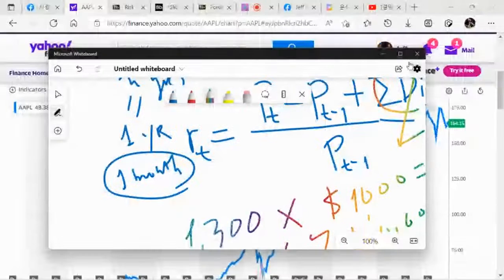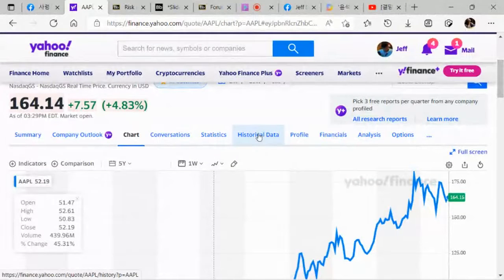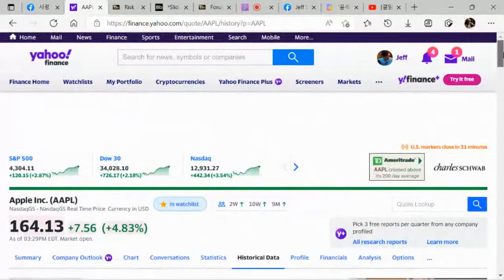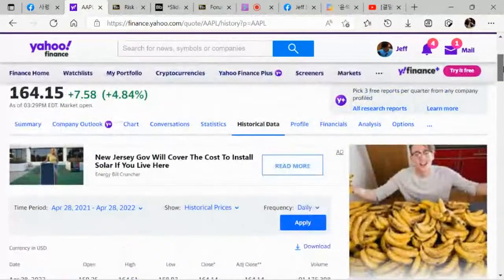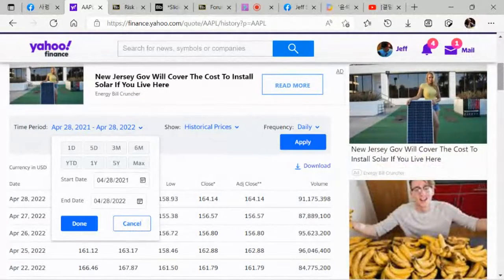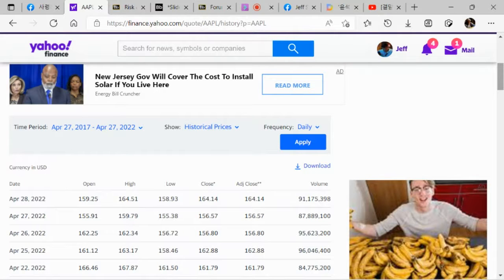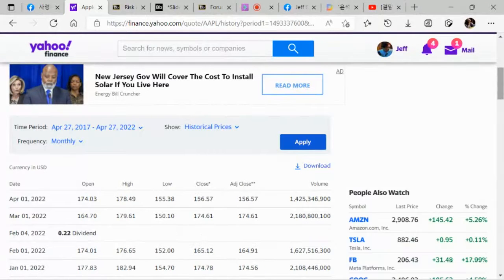But that's just the overview. We want to get the data. So how do we get the data? We go to historical data. Okay, and we're going to select the 5-year time frame. So it's going to be April 2017 through April 2022, and we would like monthly data. So select monthly and apply.